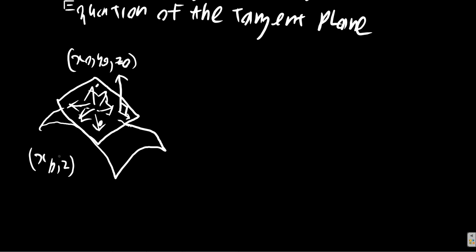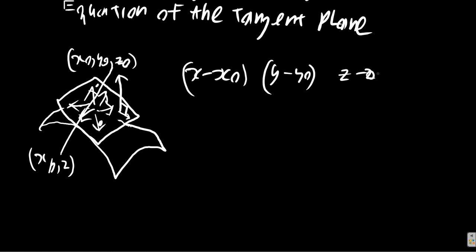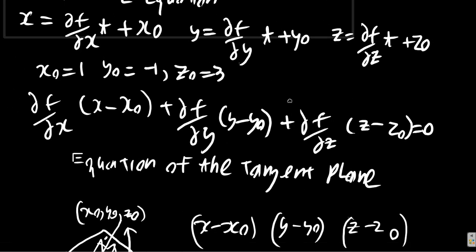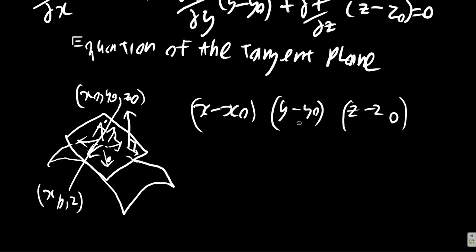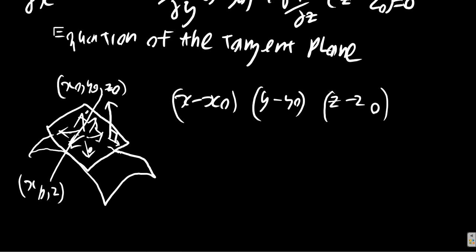A vector joining x, y, z to x0, y0, z0 will be x minus x0, y minus y0, z minus z0. Now remember, if you're going to get an exam and not given a formula sheet with this, it's good to remember it. But looking at this might help you to remember the formula.